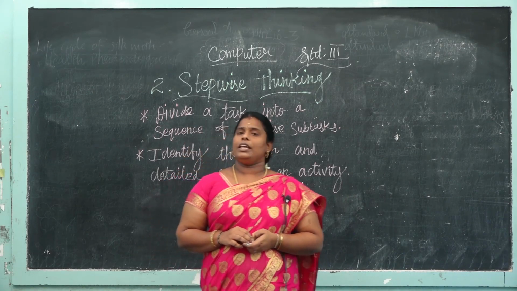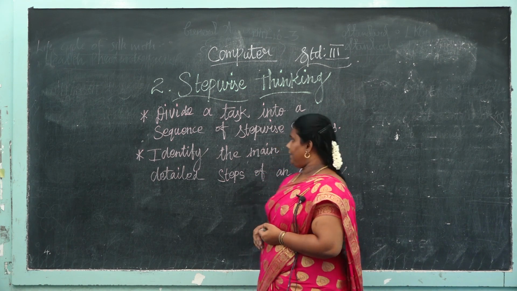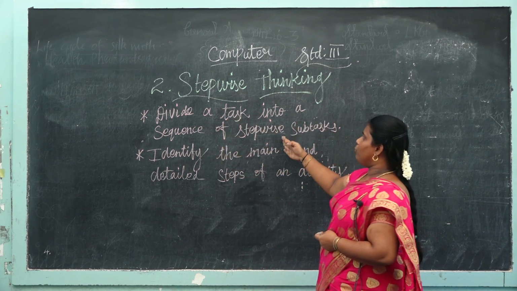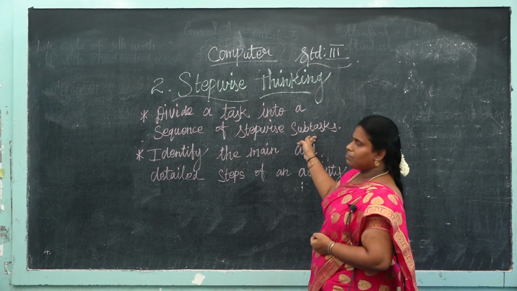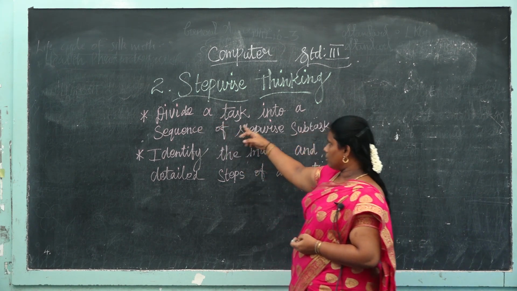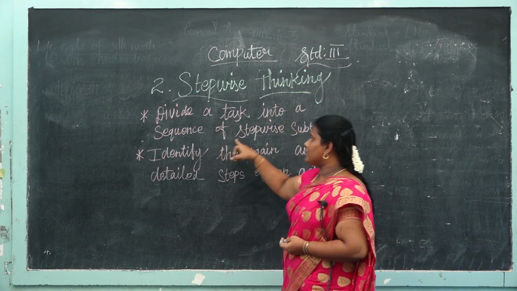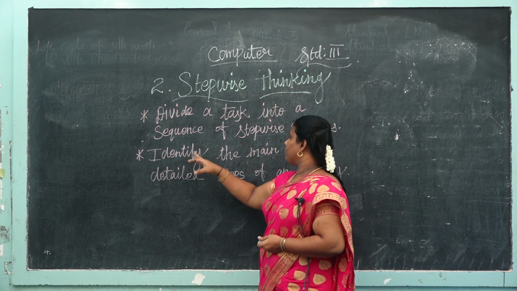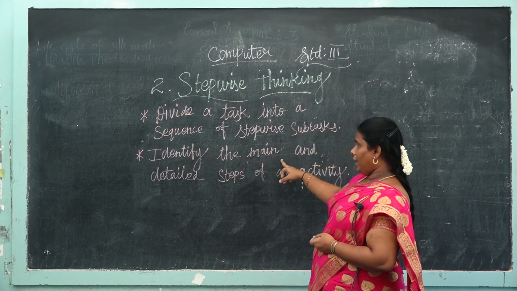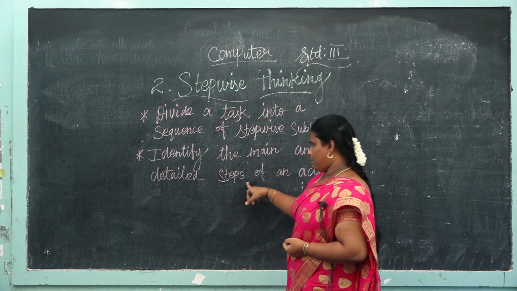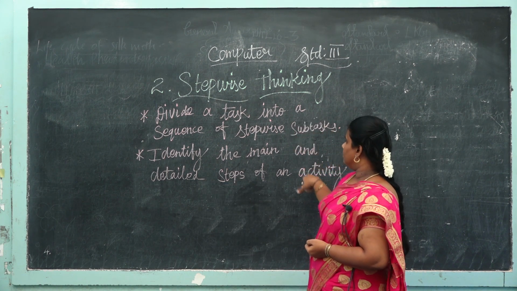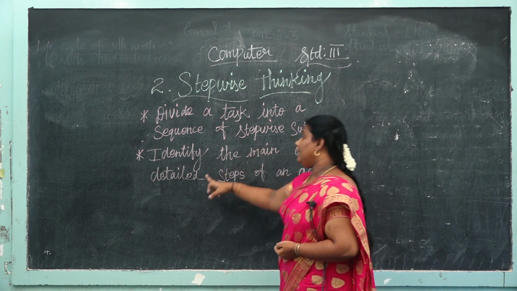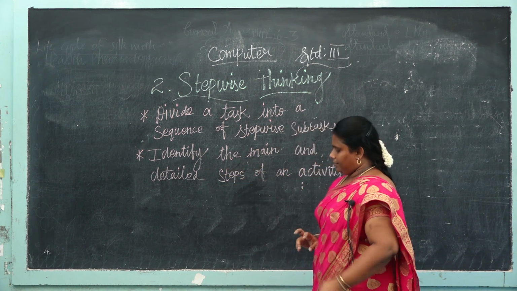By the end of the lesson, you will be able to divide a task into a sequence of stepwise subtasks. What is meant by that? Divide a task into a sequence of stepwise subtasks. What is the next one? Identify the main and detailed steps of an activity.